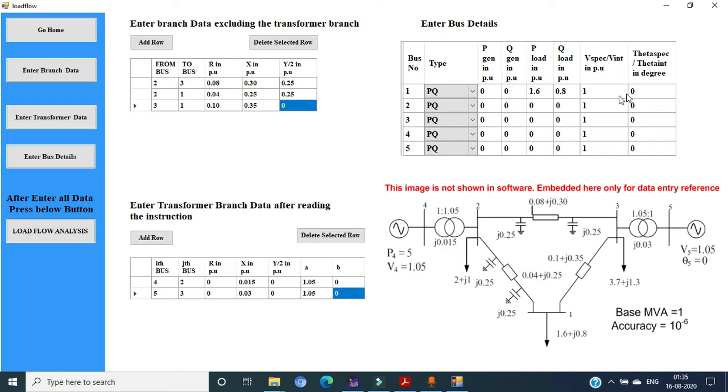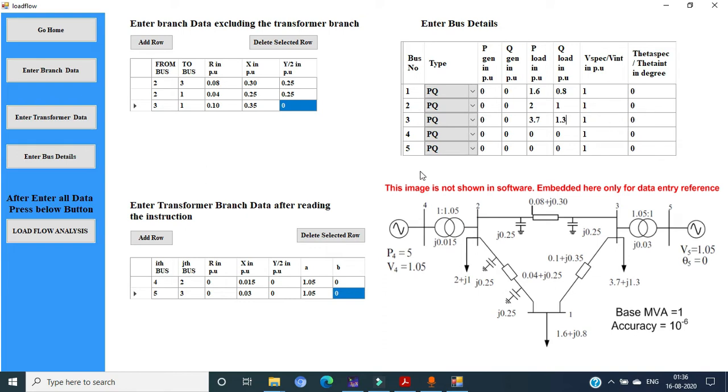Similarly, moving to the second bus, P gen is 0, Q gen is 0 and P load is 2 per unit, Q load is 1 per unit. Here also 1 and 0 is the initial value of the voltage and the angle. Similarly, the third bus is also a PQ bus with 0, 0. The entry is as shown in the figure, 3.7 per unit and 1.3 per unit, 1 and 0.